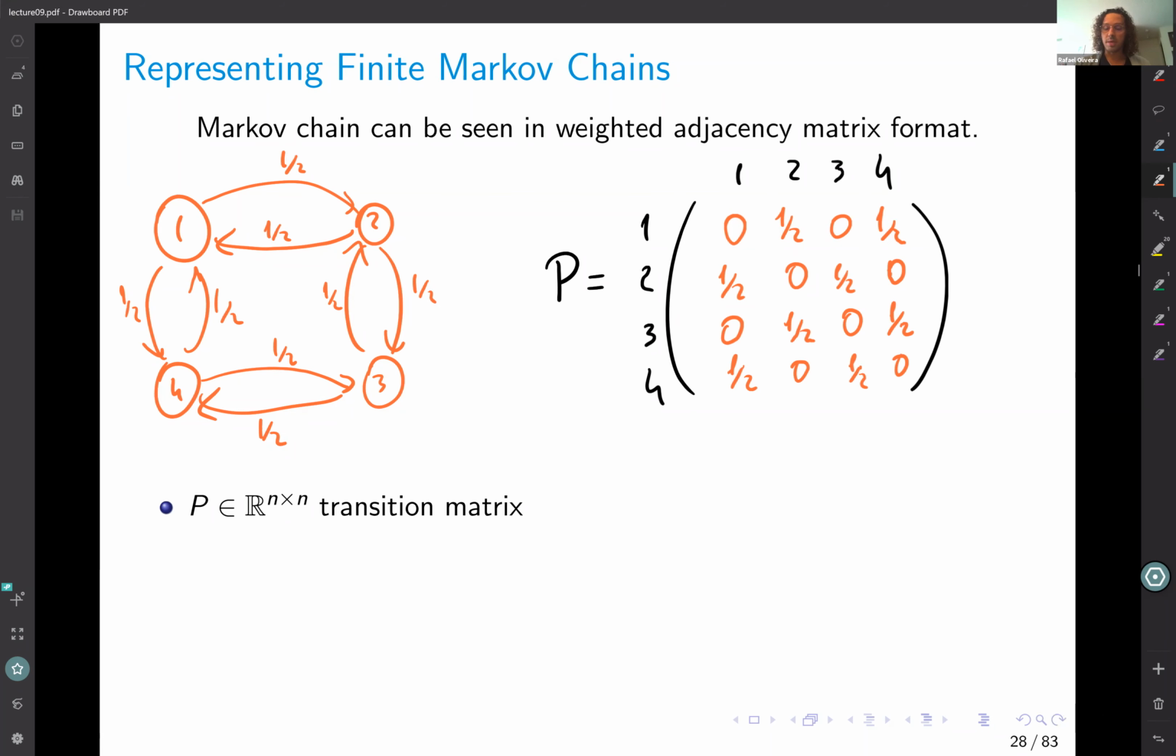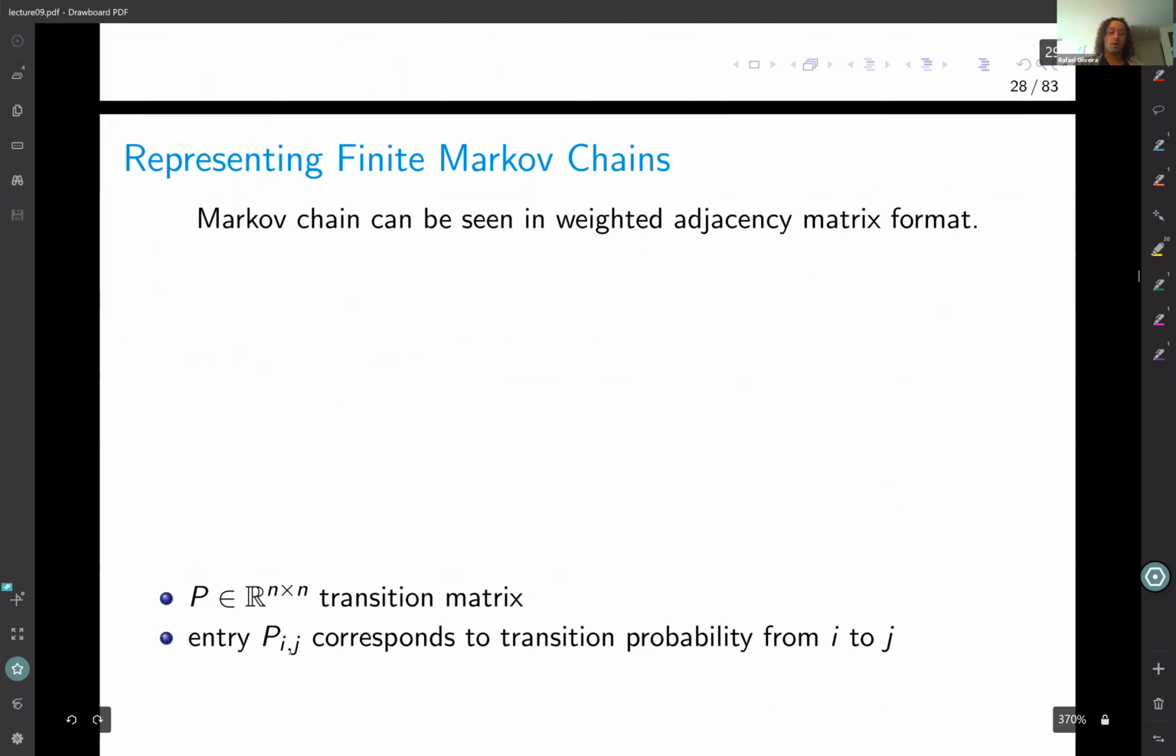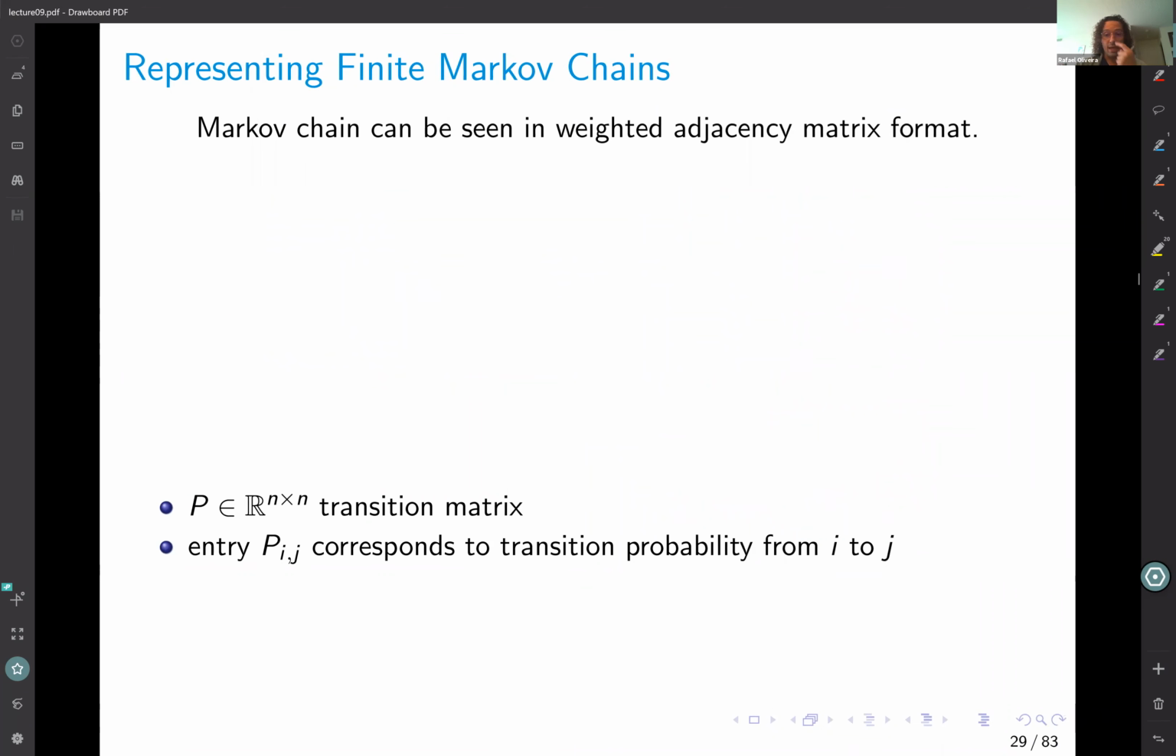So here, Pij is the probability of going from i to j. Does that make sense? This is how you represent the Markov chain in this weighted adjacency matrix format. Okay. And that's what we said, right? So entry Pij corresponds to the transition probability from i to j.